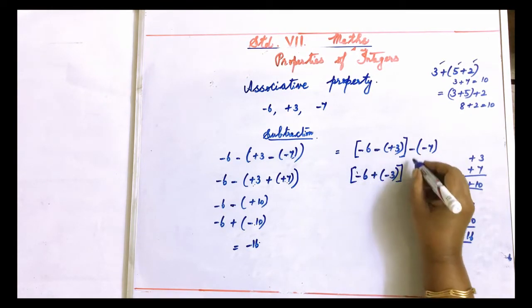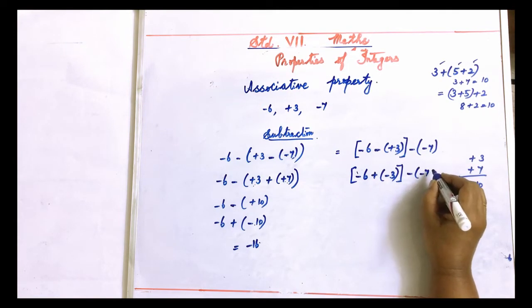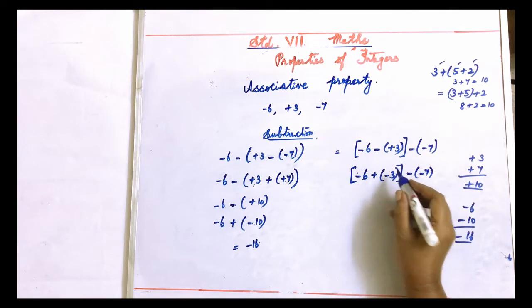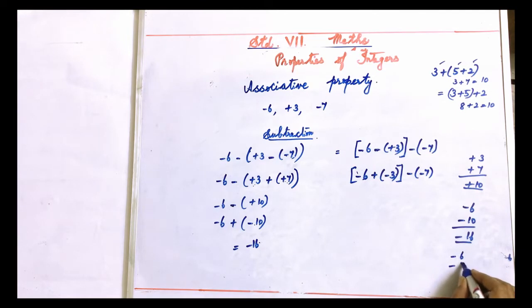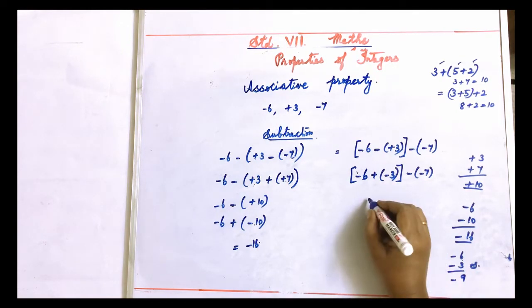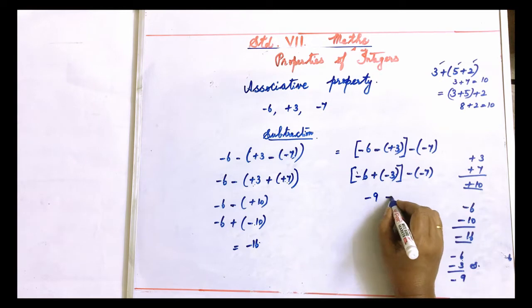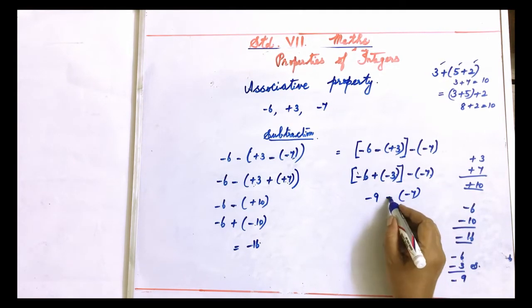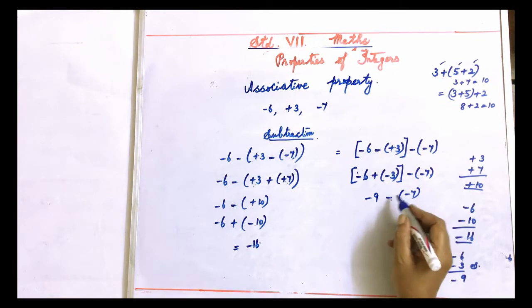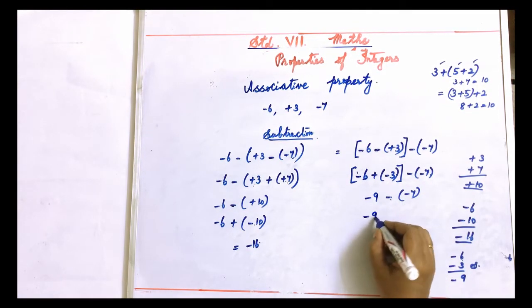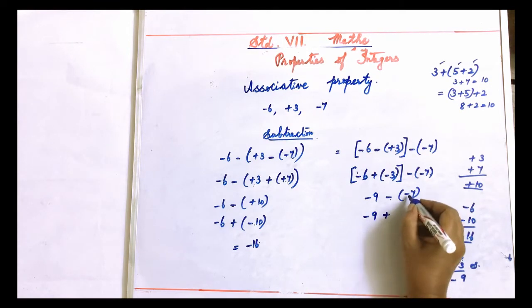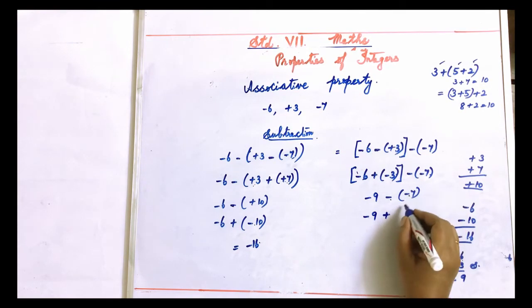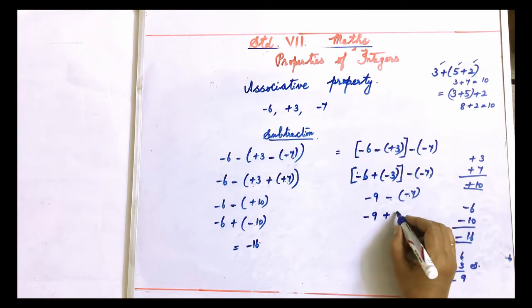Minus of minus 7. Now here what we have to do: minus 6 minus 3, both are the same sign, so we have to add. 6 plus 3 is 9, same sign, so minus. So minus 9 minus this second integer, minus 7. Again, subtraction of integers is equal to addition of the additive inverse. So minus 9 minus becomes plus, and for this we should write the additive inverse. So change the sign of the second number, this becomes plus 7.